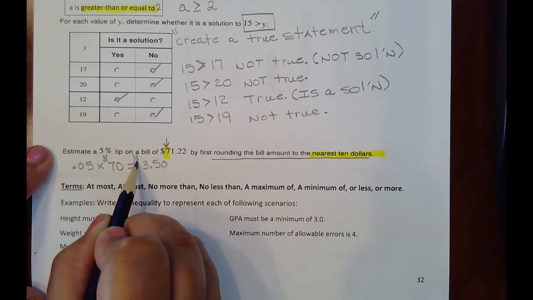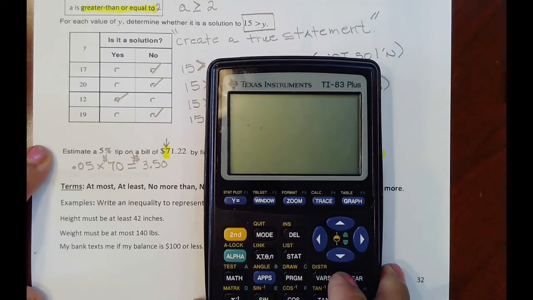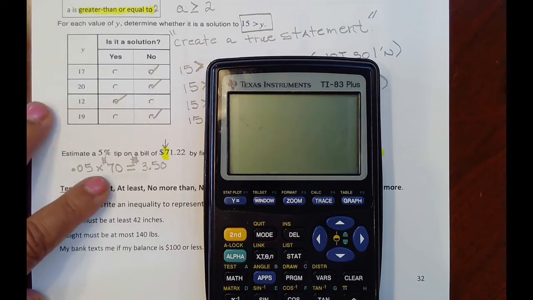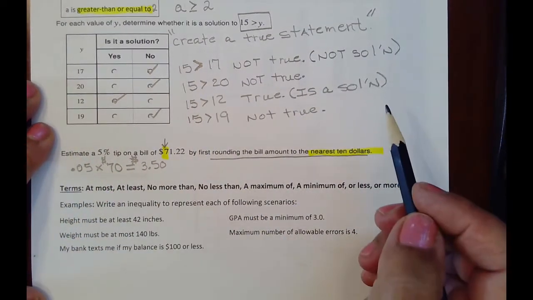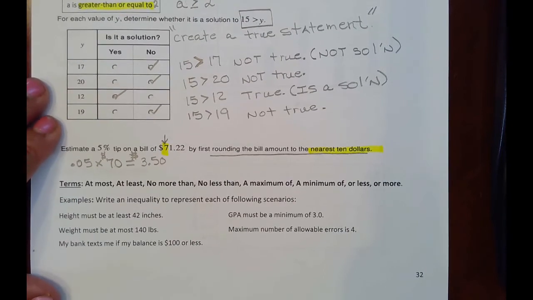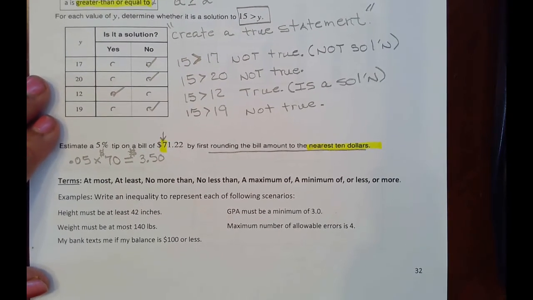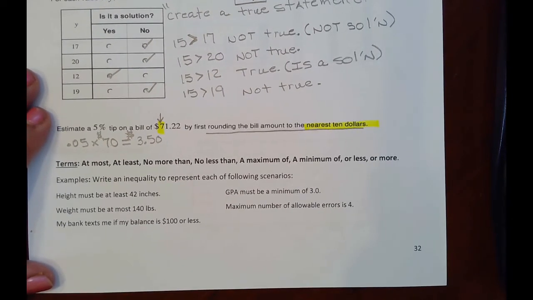If you must put it in the calculator, then you would enter it exactly as it reads there on paper. 0.05 times 70, and you get 3.50. So that would be your answer there. Okay, we're attempting to get you to a situation where you can do some of this in your head, but if not, you can use your calculator.